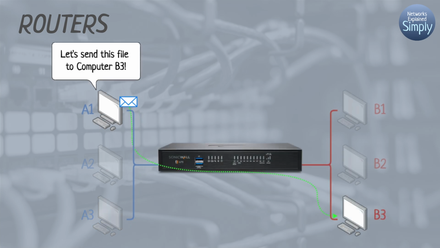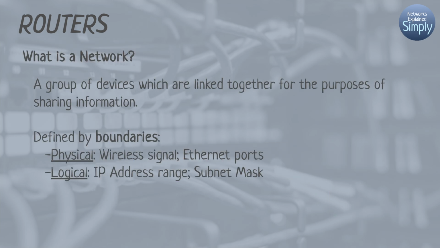But when a computer wants to send something to a computer on a different network, however, it will need to use a router. In this case, computer A1 wants to send a file to computer B3, which is on a different network. So computer A1 will need to send that file to a router in order for it to reach computer B3.